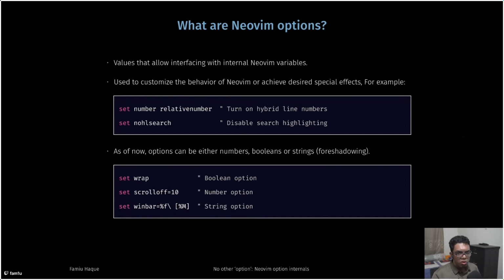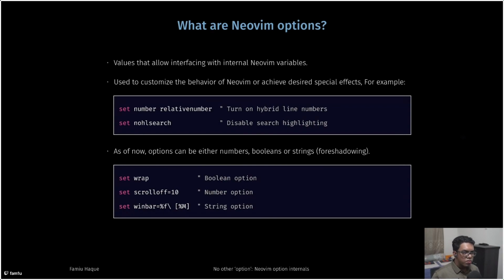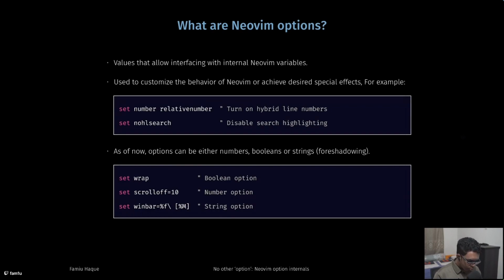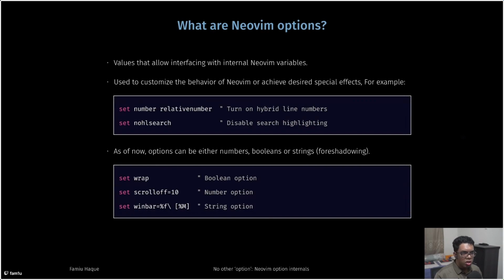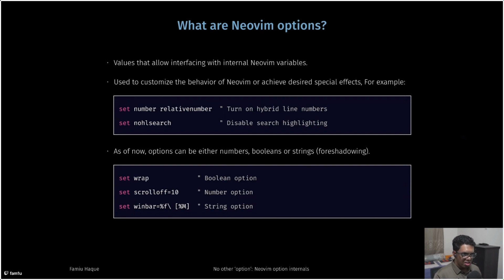So let's first talk about what Neovim options even are. I think most of you already know about Neovim options, but I'll gloss over it in a bit. Neovim options are basically values that allow interfacing with internal Neovim variables. So like, let's say you want to turn on line numbers. So you do set number, and that enables line numbers on the left side of your Neovim window. What this does basically is that it modifies an internal variable which tells Neovim, hey, the user wants line numbers, so show them. And that's basically what options are.